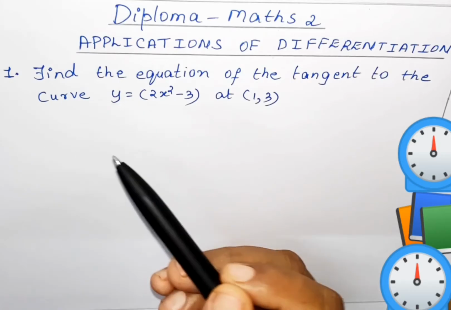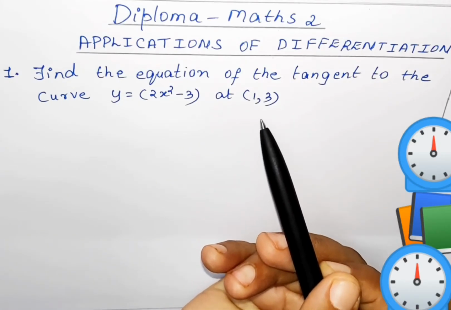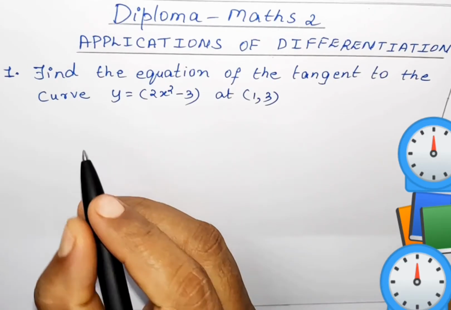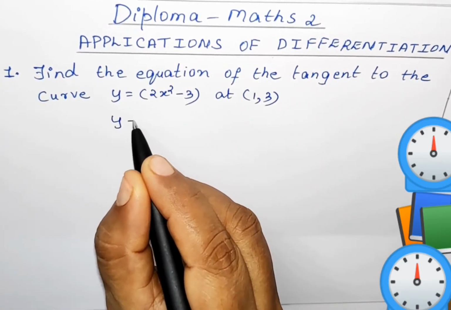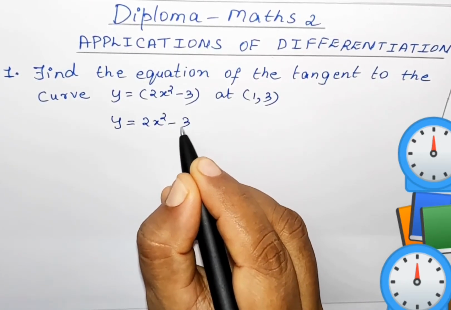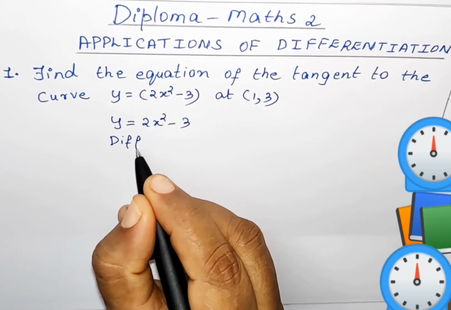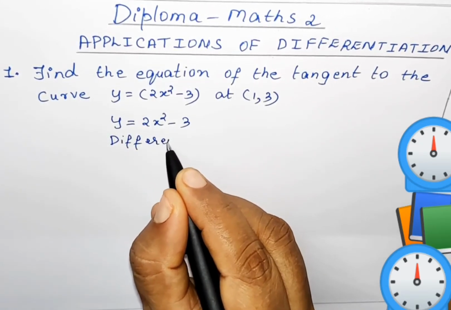Applications of differentiation. Find the equation of the tangent to the curve y is equal to 2x square minus 3 at (1, 3). First, let us write the given equation. y is equal to 2x square minus 3 is the given equation. First, we have to differentiate this equation.